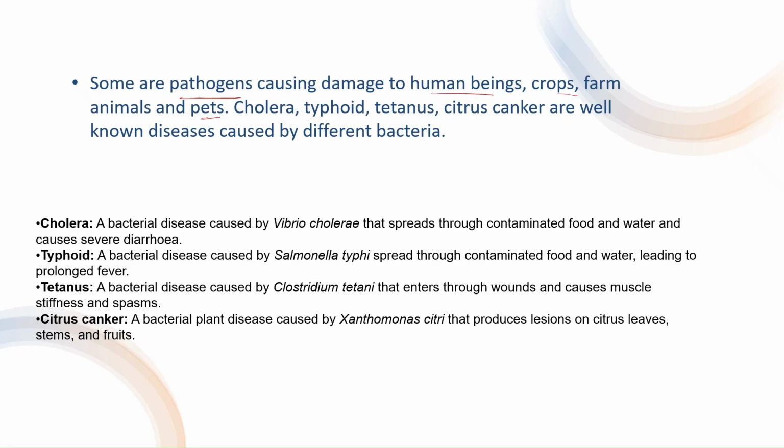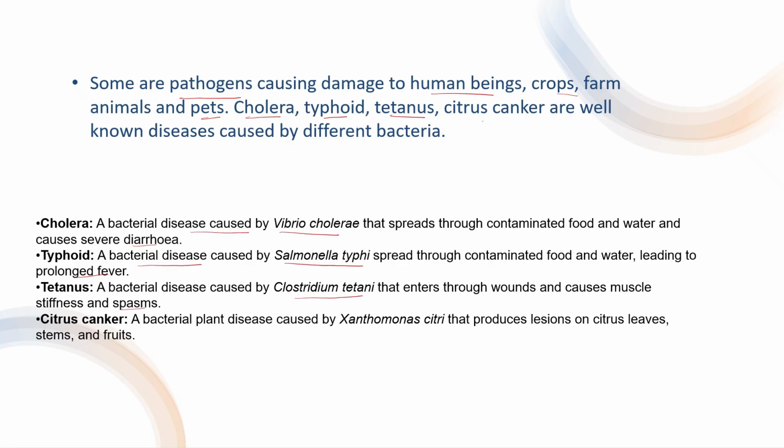First is cholera. Cholera is a bacterial disease caused by Vibrio cholerae that spreads through contaminated food and water and causes severe diarrhea. Next is typhoid. Typhoid is a bacterial disease caused by Salmonella typhi, spread through contaminated food and water, leading to prolonged fever. Third is tetanus. It is a bacterial disease caused by Clostridium tetani that enters through wounds and causes muscle stiffness and spasm.